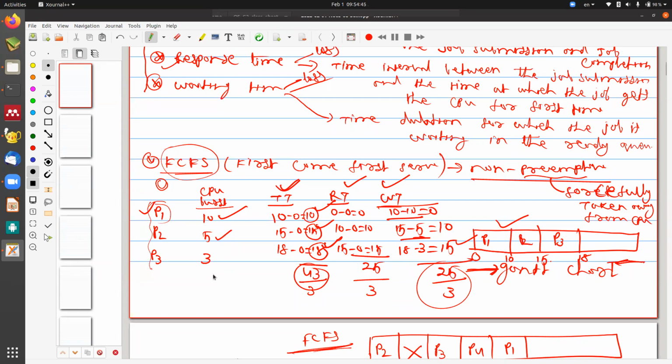But what to do if the jobs with low CPU burst time are executed first? Then definitely my waiting time gets reduced. And what do you need? Why don't you execute the shortest job first? Those processes require very few units of time. Why don't you execute them first? If you execute them first, then your waiting time gets reduced. Am I correct or not? Are you getting this point? Yes or no? Yes. Okay.